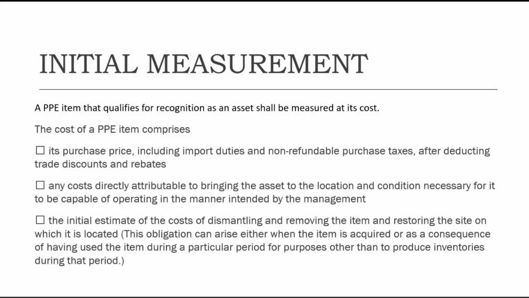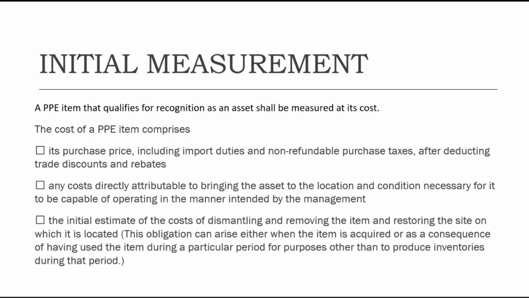So in a question, they will give you all these items. They will tell you, yeah, the asset has an invoice value of 500,000, import duties of 20,000, non-refundable VATs of 20,000, transportation cost of 50,000. So all these things you must be able to know which one is included and which one is excluded before you can be able to determine what the cost of the item of PPE is.